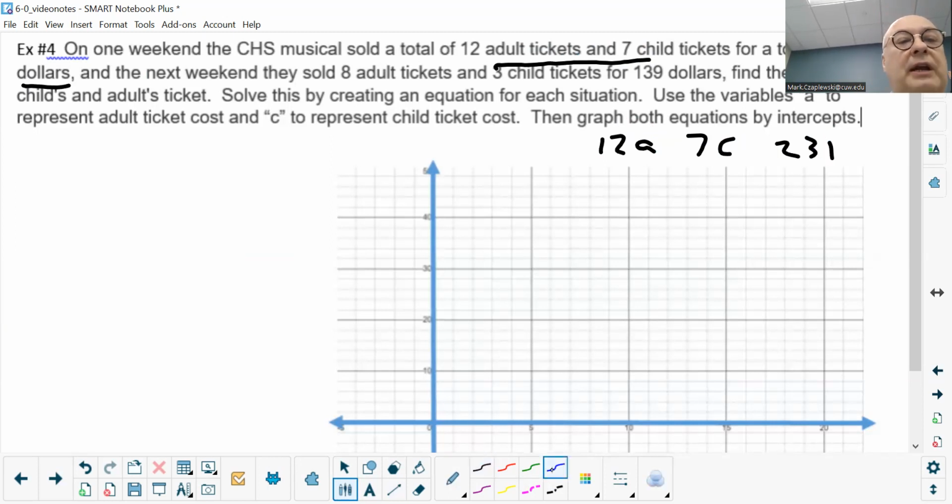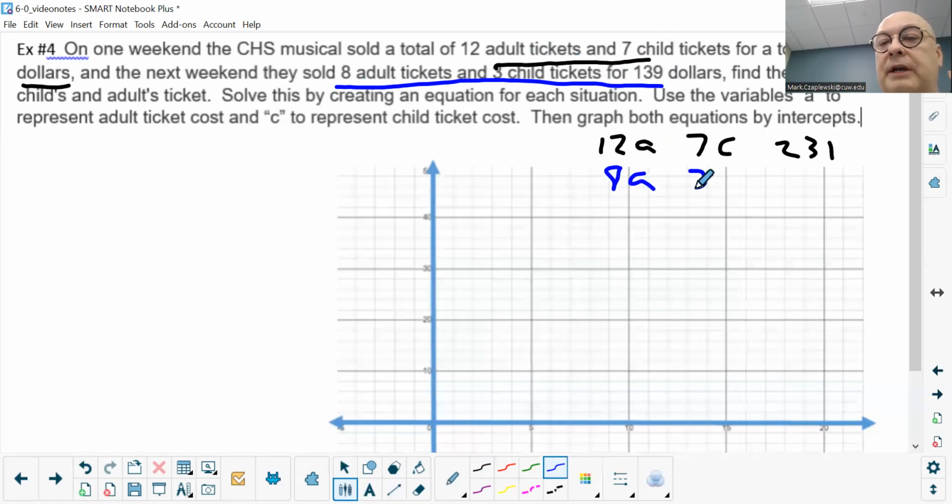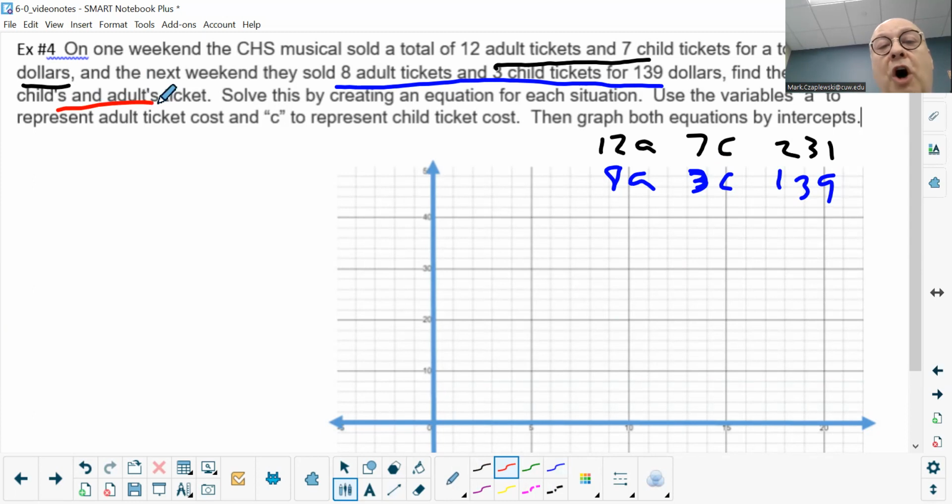As you continue to read, it says the next weekend they sold 8 adults and 3 child tickets for $139. So 8 adults and 3 child tickets. And then that was $139. So the key here is what we're going to be eventually getting to is we're going to need to find the price for how much each of these tickets would cost.